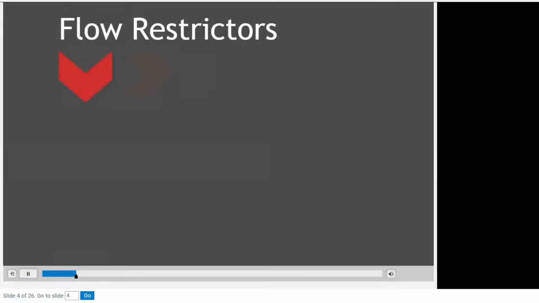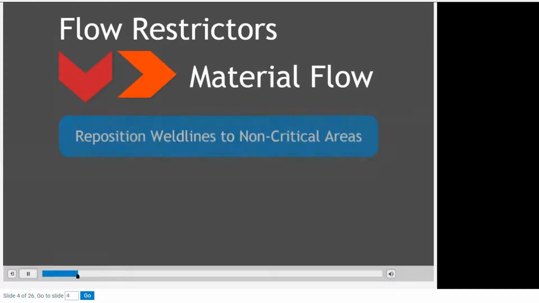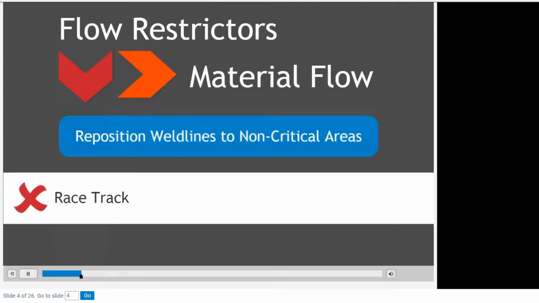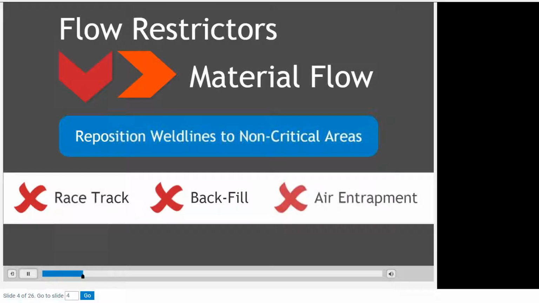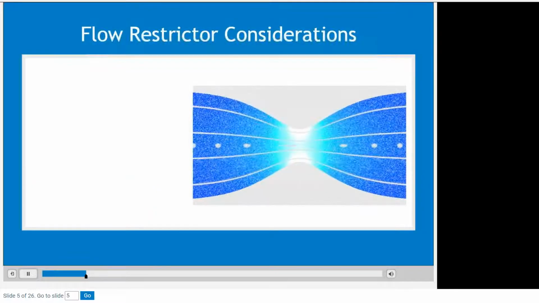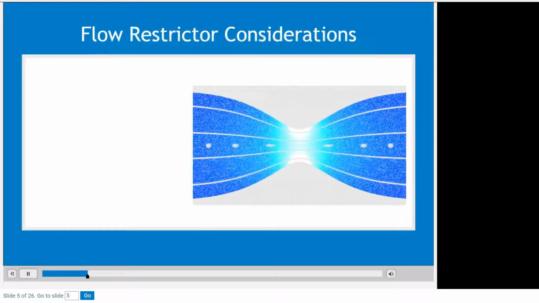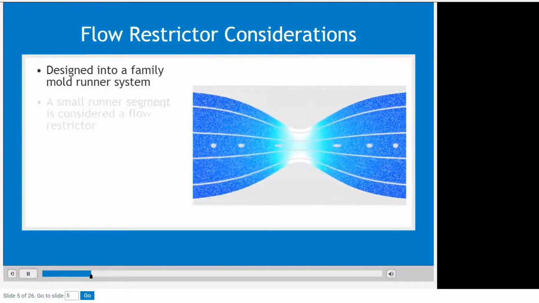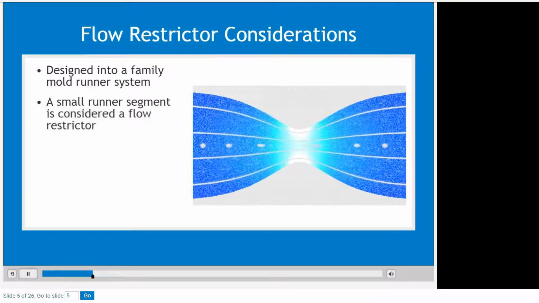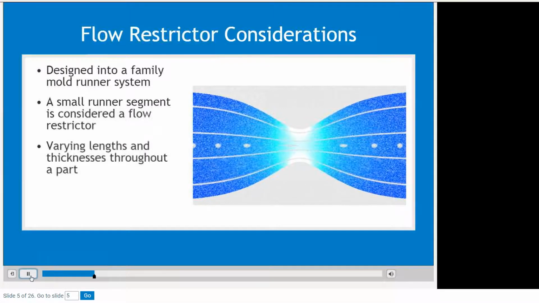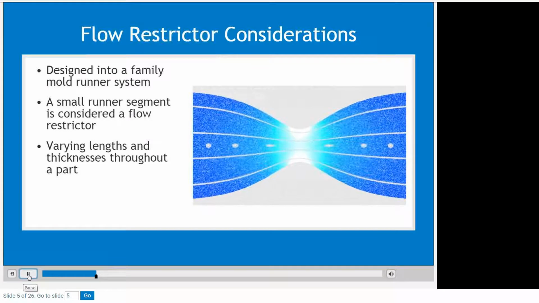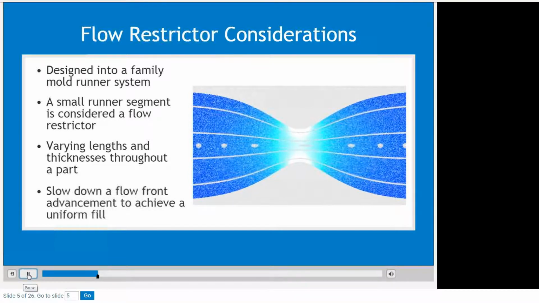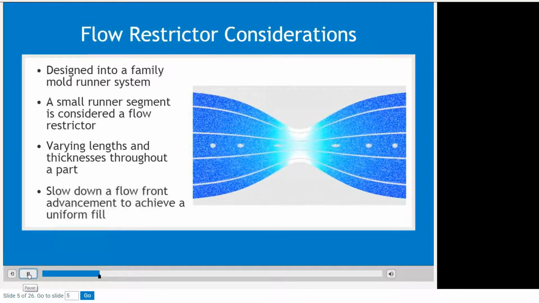Flow restrictors may be used to redirect material flow by repositioning weld lines so they are in non-critical areas. Adding flow restrictors can eliminate racetrack or backfill conditions, which could lead to air trapping. A few other points to consider: flow restrictors may be designed into a family mold runner system. A small runner segment is considered a flow restrictor. Flow restrictors can have varying lengths and thicknesses throughout a part. Flow restrictors can slow down a flow front advancement to achieve a uniform fill.